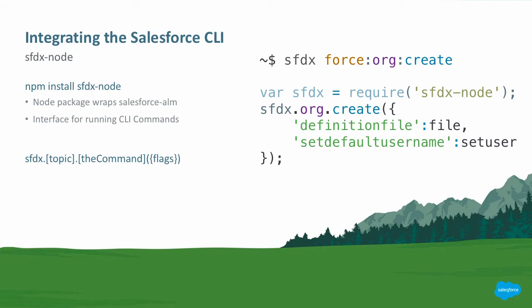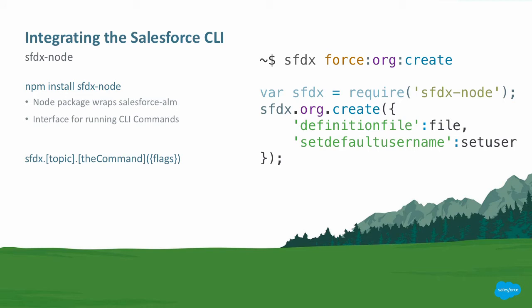You could execute the shell commands from node, but there can be platform inconsistencies there. If you're on Windows or Mac, you can run into some issues executing shell from node. So what we did was we wrapped the command line tool in this node package that lets us directly call those commands from within node. The way it works is basically you just require the SFDX node package.